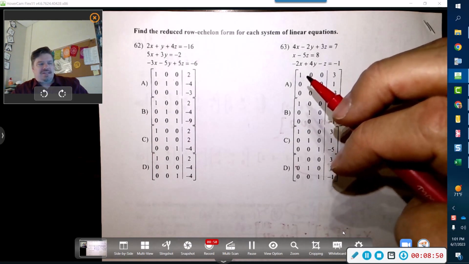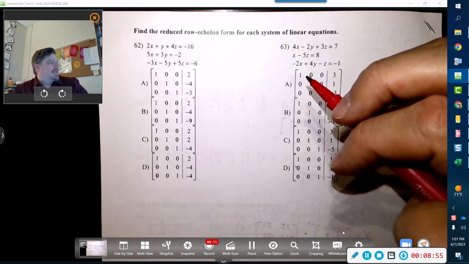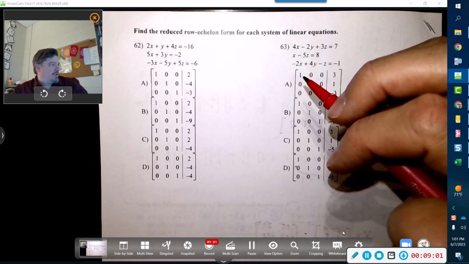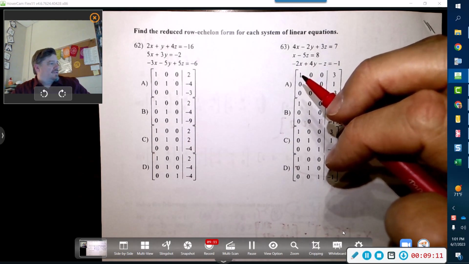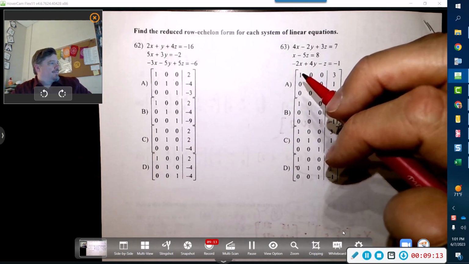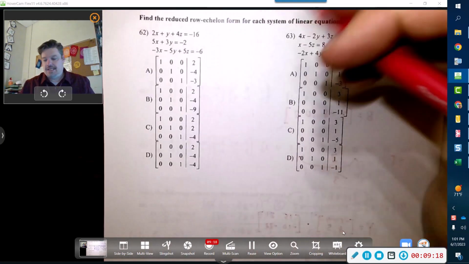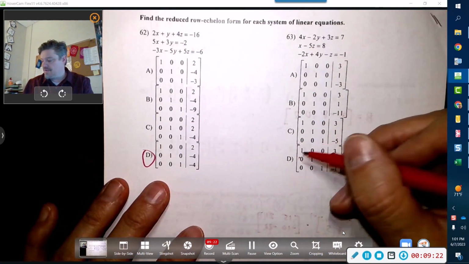Did I put these on another sheet? I wonder why. 62. I don't see the answers to 62 here, so you guys actually need the answers. Nope, that's the wrong one. Shoot, just a second. Oh, there they are. 62 is D, and 63 is D. So it is there.